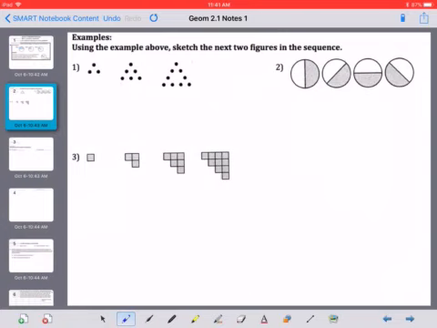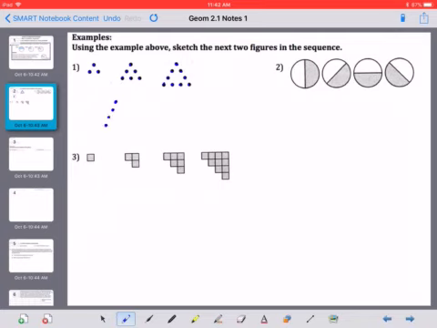We're going to jump in though, so if you finished those, great. If you just want to work with me, that's fine too. In examples 1 through 3, we're going to sketch the next 2 figures in this sequence. In example 1, I noticed that each side here has 2 dots. Then the next picture, each side has 3 dots. The next one, each side has 4 dots. So in the next picture, each side is going to have 5 dots.